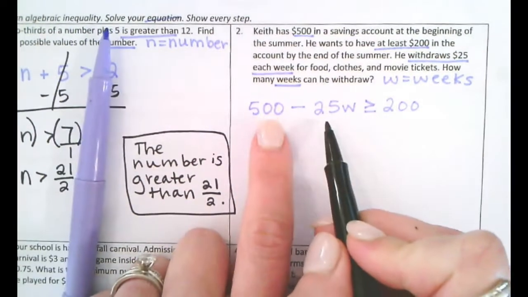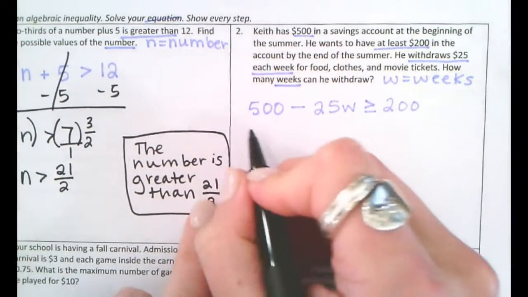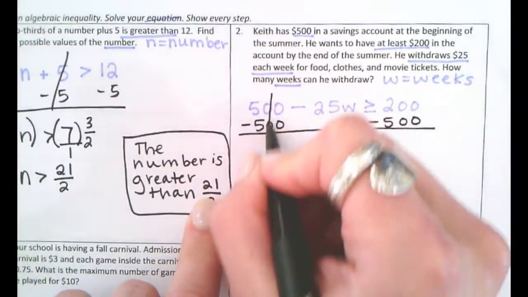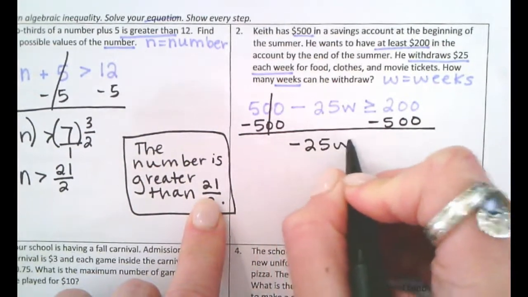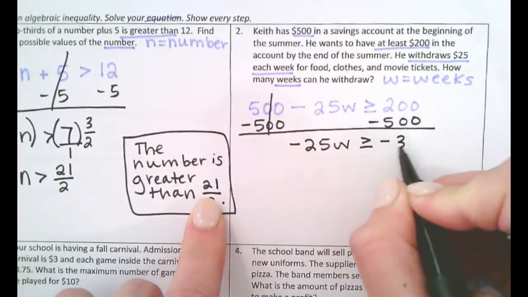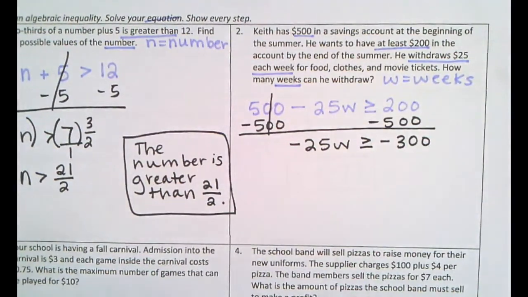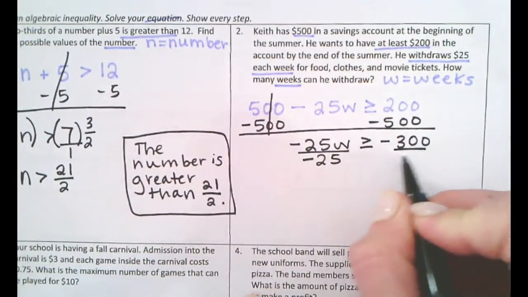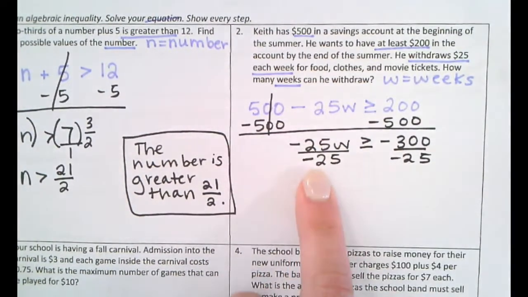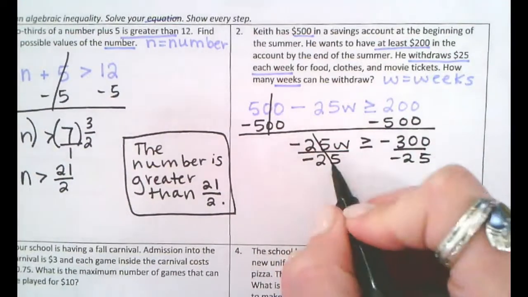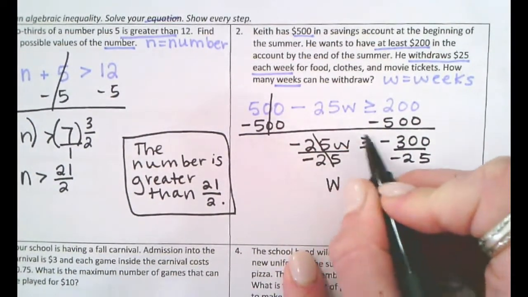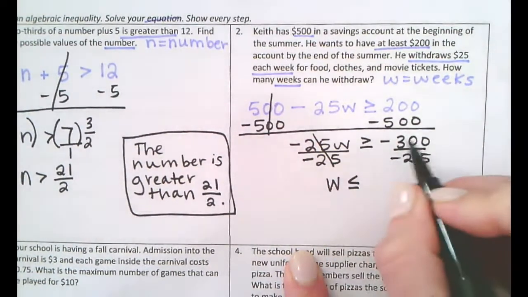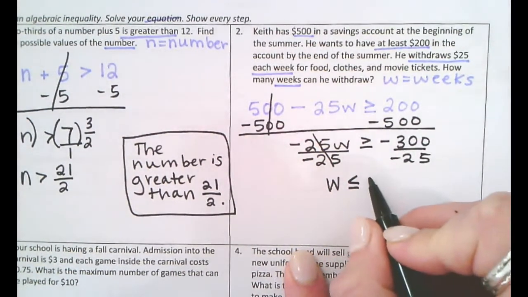Solving the problem, we have our two steps here. 500 is positive, so I'm going to subtract 500 from both sides. I'm left with negative 25W greater than or equal to negative 300. My next step is to divide both sides by negative 25 since it's multiplied. Now don't forget your rule. We divided by a negative value, so when we write this next part, we must flip this inequality sign. So it is no longer greater than or equal to, it is less than or equal to. And negative 300 divided by negative 25 gives me 12.